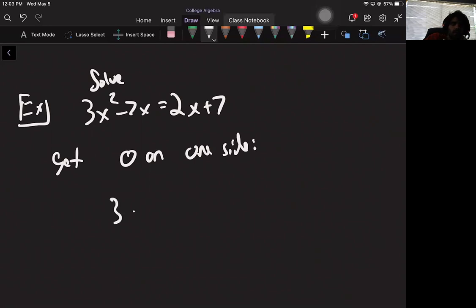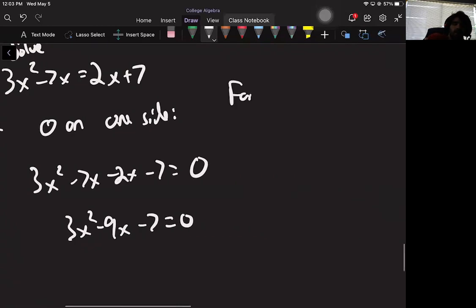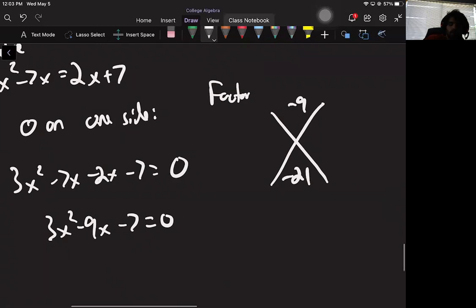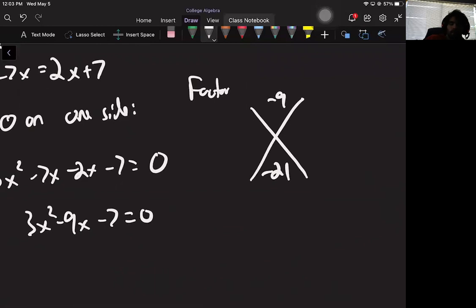So I got to subtract everything over to one side. So I'll subtract the 2x and the 7 to the left. And then I'll simplify a little bit. These will combine into negative 9x. And now I will factor using my box method. So negative 21 goes down here because of 3 times negative 7. Negative 9 goes up here. So let's see what adds up to negative 9 and multiplies to be negative 21. Let's see, 7 and 3 is 21.